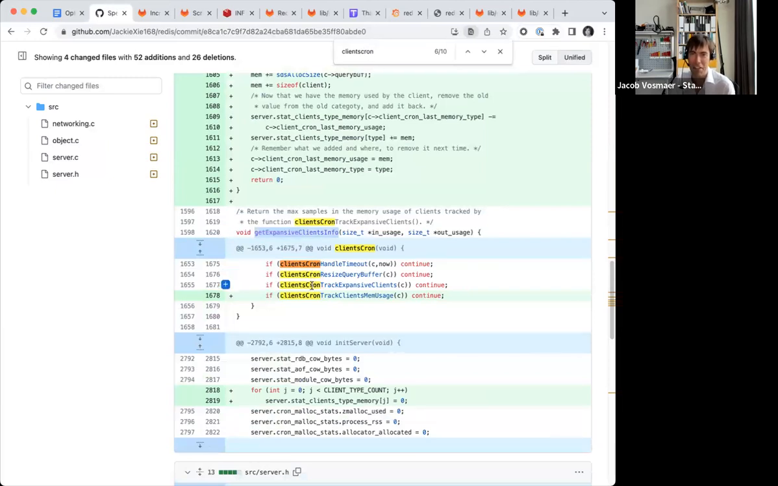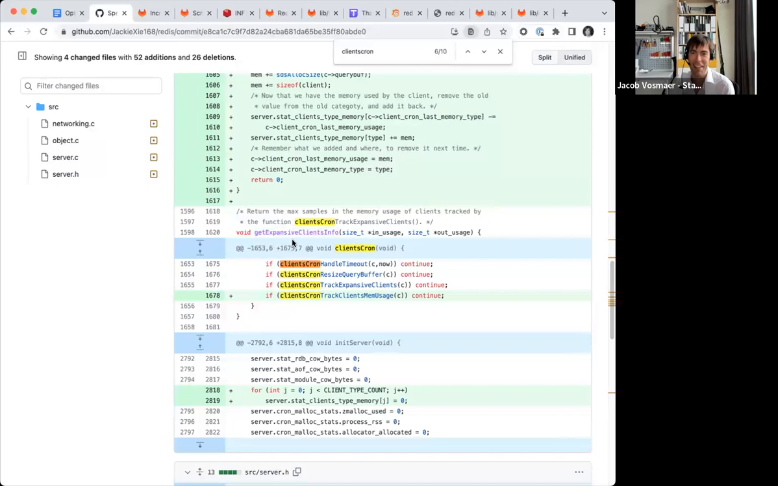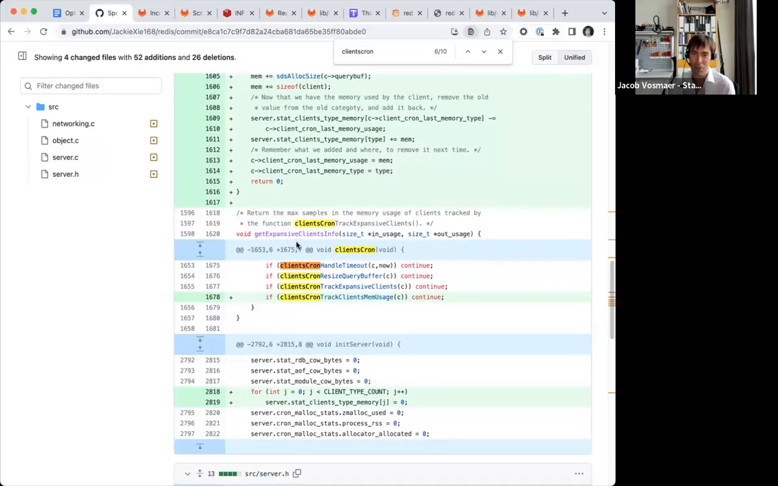So it's this function, get expensive clients info, with a misspelling in it, that does this work incrementally. I think this should be an E, but oh well. Yeah, so there was an existing mechanism for this.